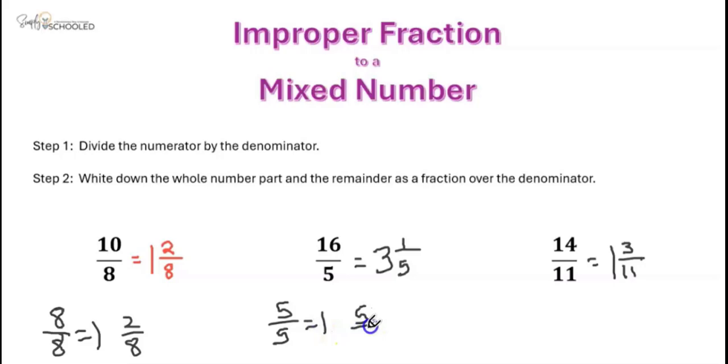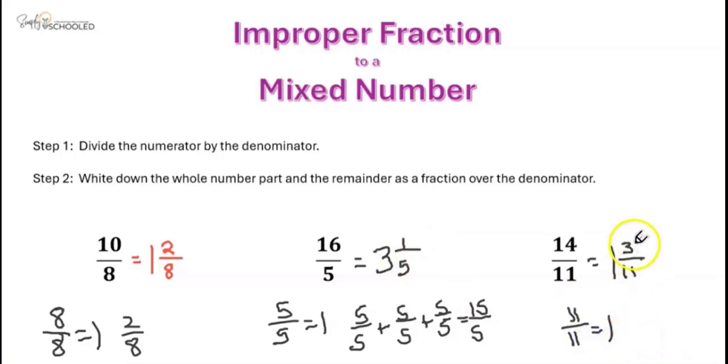Well, we can have 5 over 5 plus 5 over 5 plus 5 over 5 equals 15 over 5. So remember, each one of these is one whole. So there are 3 wholes, and that's 15 over 5, but we have 16 over 5, so we have 1/5 left over. Same here, 11 over 11 equals 1, and then there are 3/11ths left over. So that's changing an improper fraction to a mixed number.